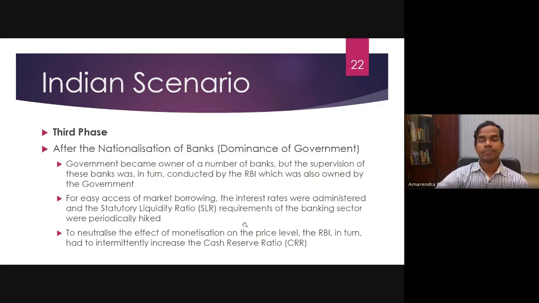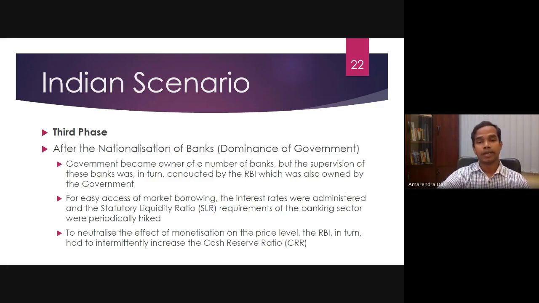In the third phase, the nationalization of banks happens. Many commercial banks were nationalized, and so there was basically dominance of the government. In the third phase, we see a lot of dominance of the government, and the government became owner of a number of banks. But the supervision of these banks was conducted by the Reserve Bank. So the regulator is owned by the government, and the banks are also owned by the government.